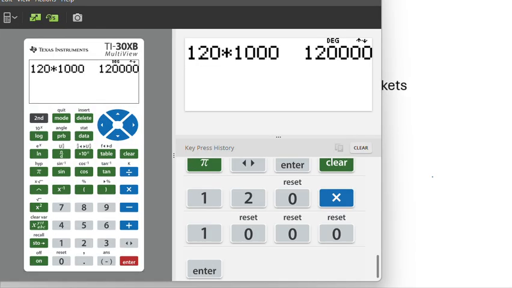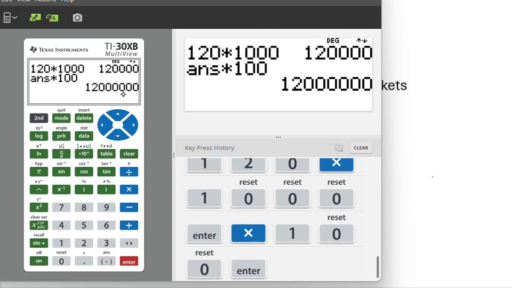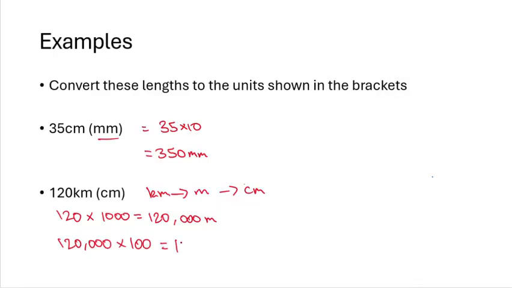And you can just use your calculator. If you press times, the first thing it'll show up is answer. This answer is your previous answer, okay? So it's going to use the 120,000 that I found previously. If I type that in times 100, it'll give me 12 million. So this results in 12 million centimeters.